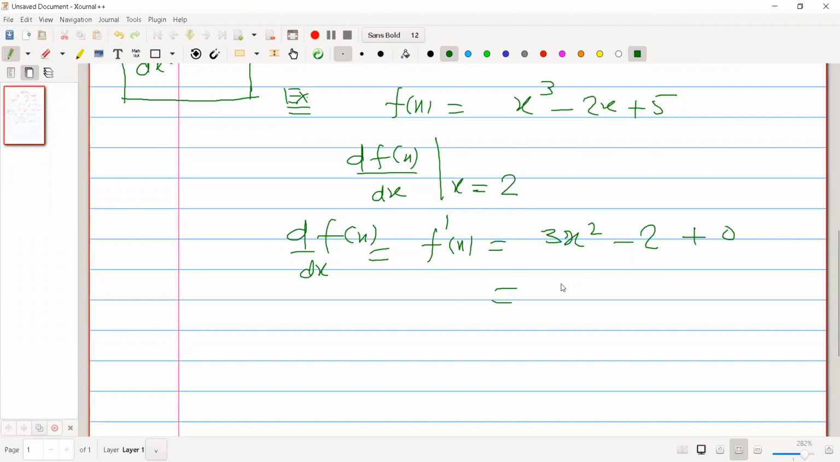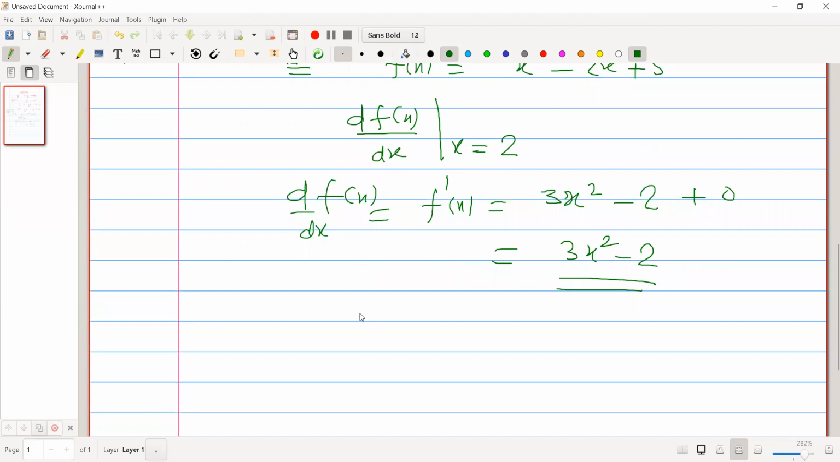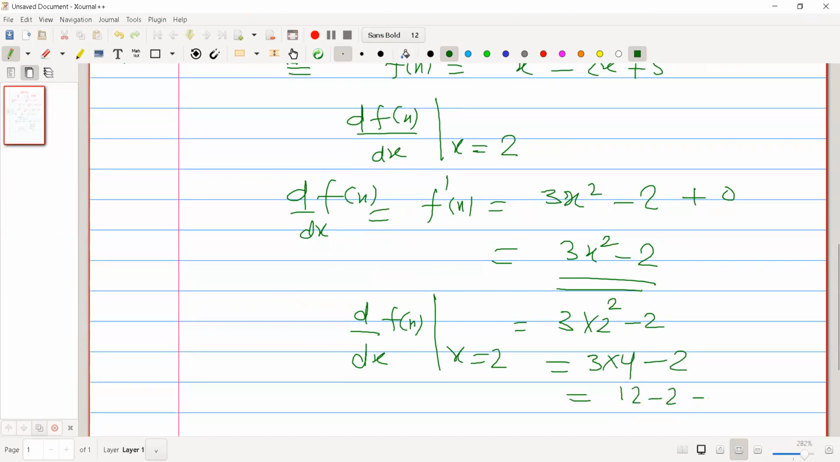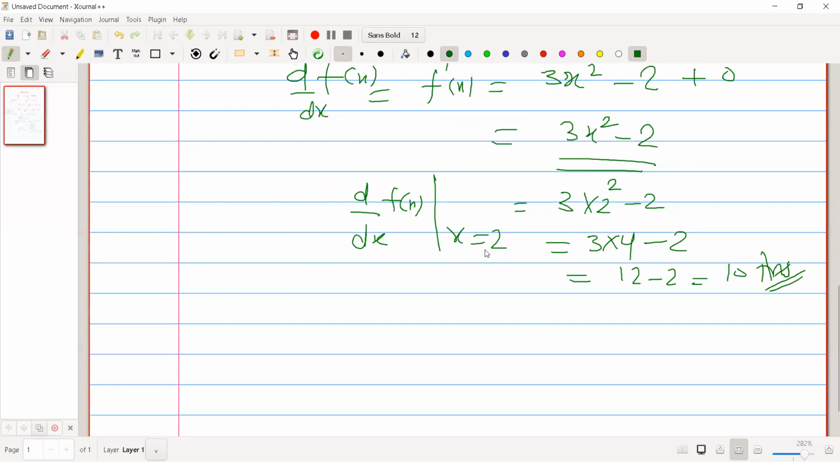So how much value will we get? 3x square minus 2. But I want to find the value at x is equal to 2. Okay. So how to find it? d by dx of f(x) at x is equal to 2. In this derivative, just plug in the value: 3 into 2 square minus 2, you will get 3 into 4 minus 2, 3 fours are 12, minus 2 equals 10, right? This way we can find it.